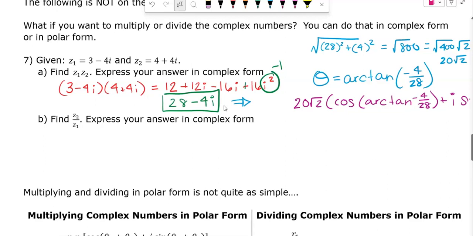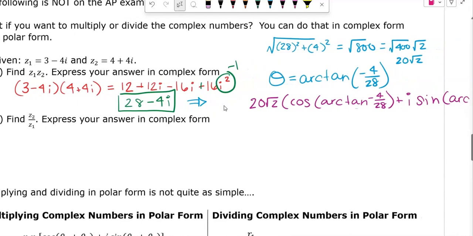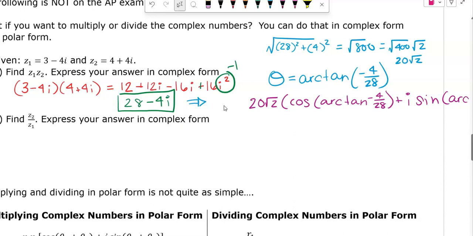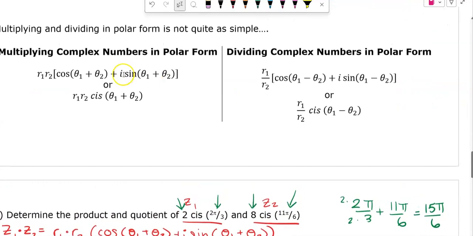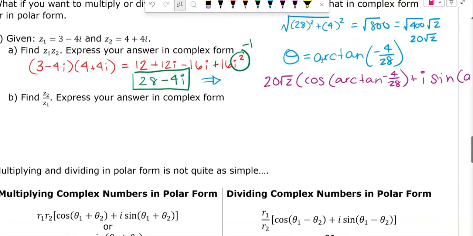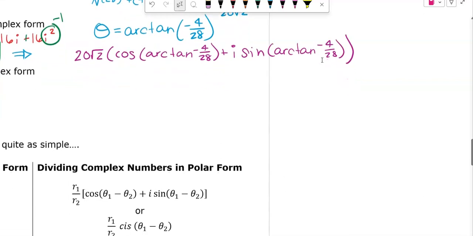Now, one of the things that you'll realize as you go through some of these problems is that it's easier for the most part to go ahead and convert it over into polar form and then apply these rules for multiplying or dividing. Okay. I definitely recommend that you convert first and see what you get.